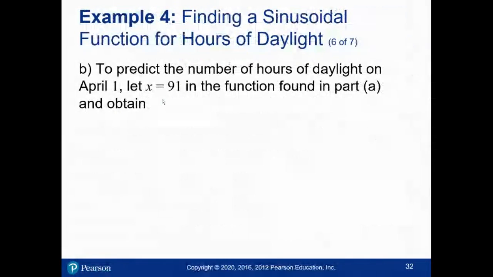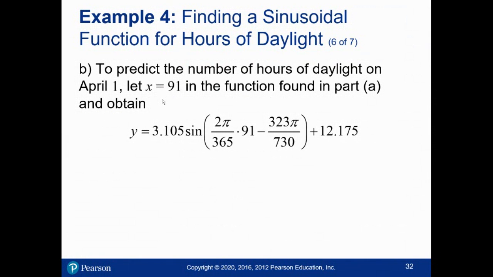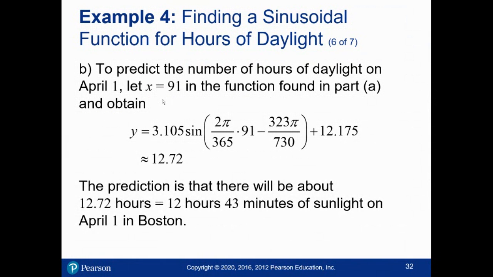Okay. So on April 1st, you just have to figure out how many days into the year that is. It's 91 days into the year, I believe the book says. So just let x, the number of days, be 91 and punch this into a calculator, making sure you're in radians mode, by the way, and you'll end up with 12.72. So 12.72 hours of sunlight, which is about 43 minutes, that's 0.72 hours, April 1st in Boston.